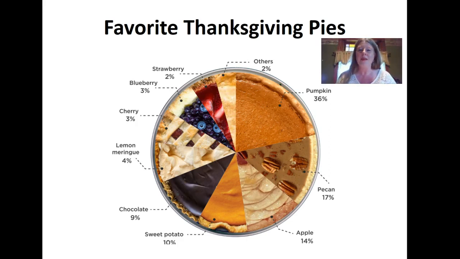So, and maybe look to see, is this an appropriate way of using a pie chart? Think back to chapter 10. You'll notice that pumpkin is the most popular.